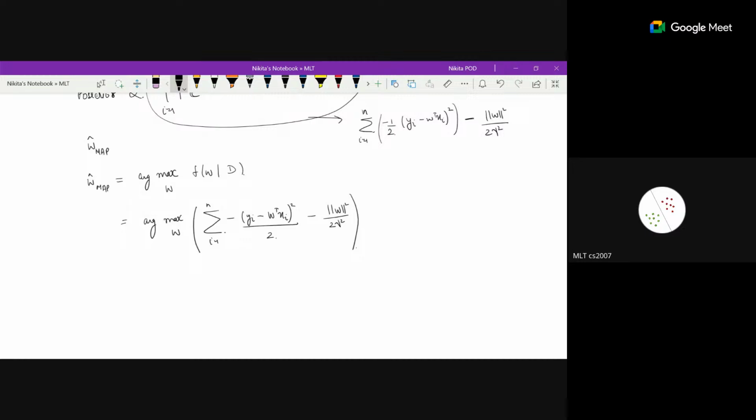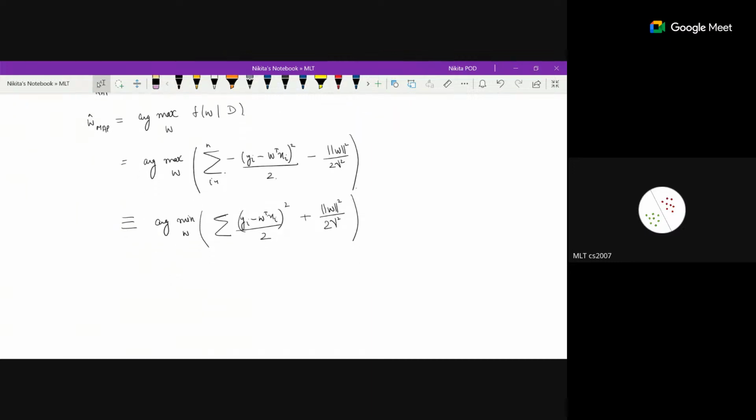So equivalently, we can convert the max to min. So this will become arg min over W of 1 by 2. Since 1 by 2, we can pull it out. So arg min of sum over (yi minus W transpose xi) square divided by 2 plus norm of W square upon 2 gamma square. All right. So this is my W hat MAP.